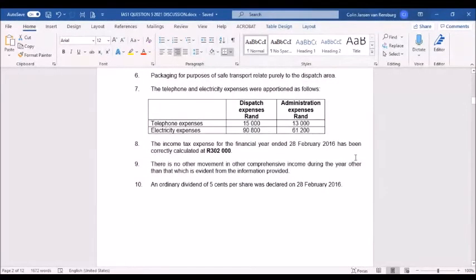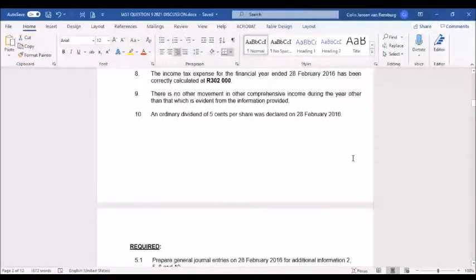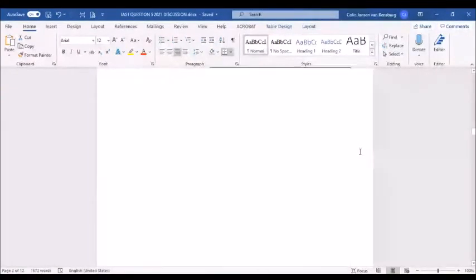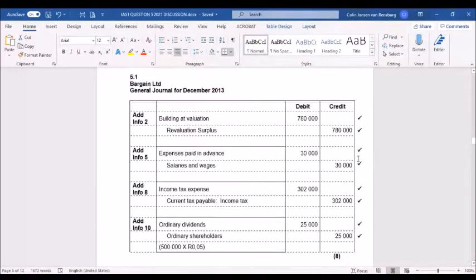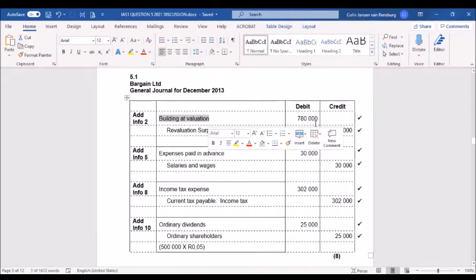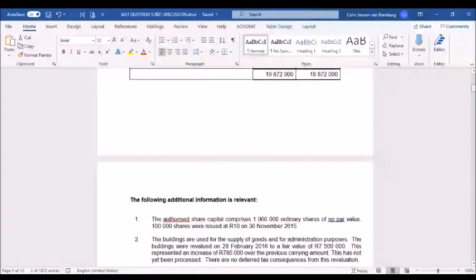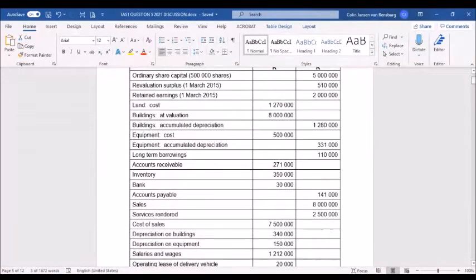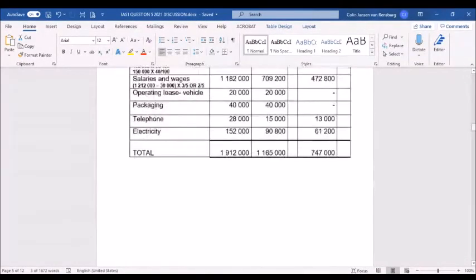So let's see whether there was any journal entry that affected the value, the carrying amount of our non-current assets. So let's have a look at our journal entries. There are our journal entries, and there we can see the very first one, the building at valuation. We debited that by 780,000, right? So that building at valuation is not what it was in the trial balance, right? It is not 8 million anymore.